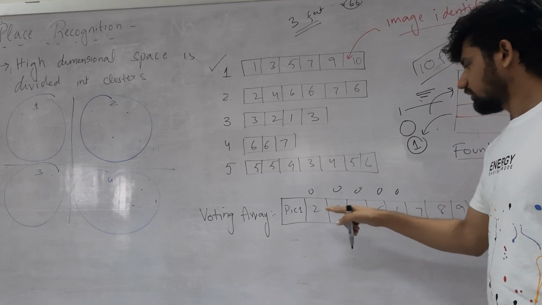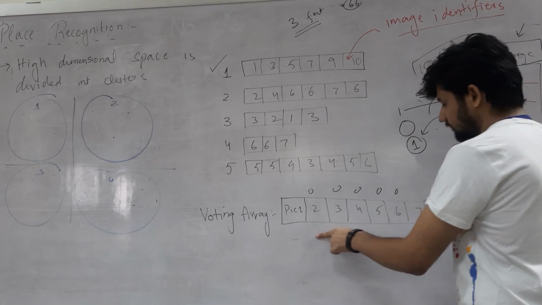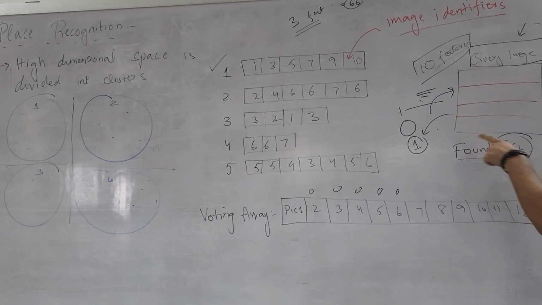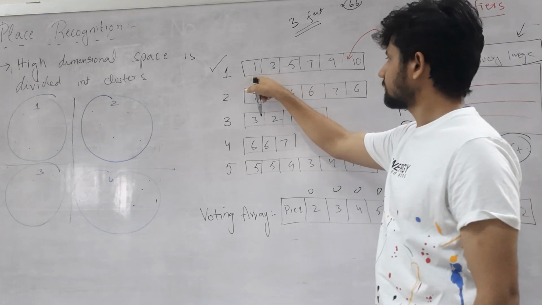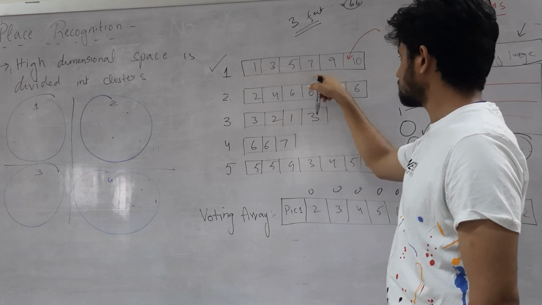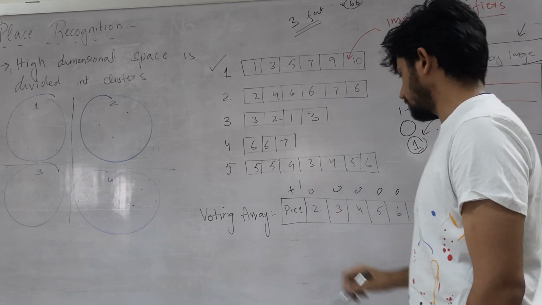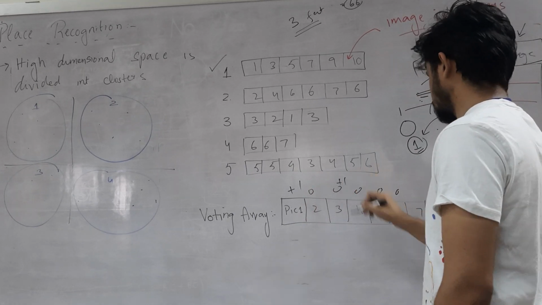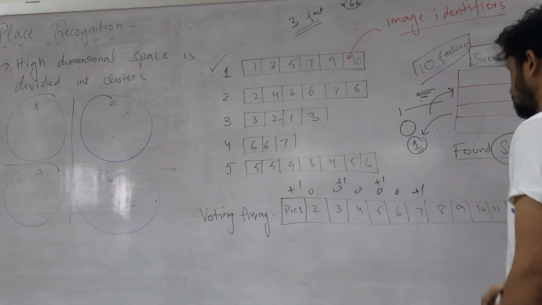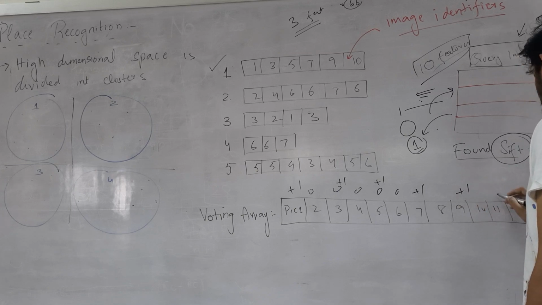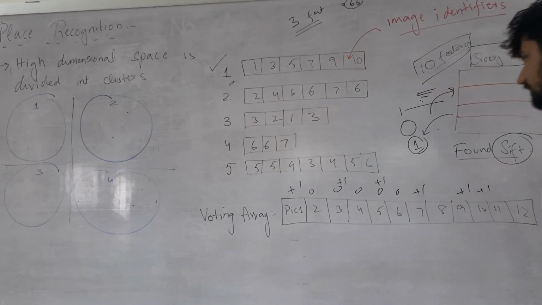It means that right now no image was found similar to your query image, but after checking the first feature, it was found similar with 1, 3, 5, 7, 9 and 10. So at number 1 you will add plus 1, at number 3 you will add plus 1, at number 5 you will add plus 1, at number 7 you will add plus 1. Similarly, for every image that was present in this cluster, you will increase its number.